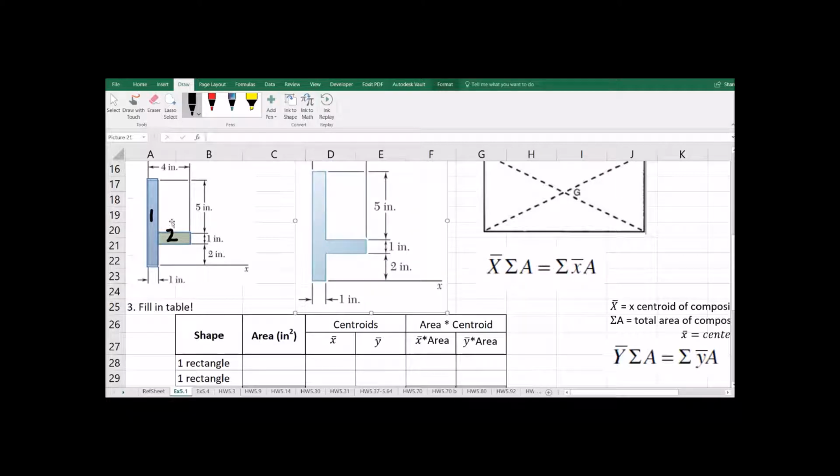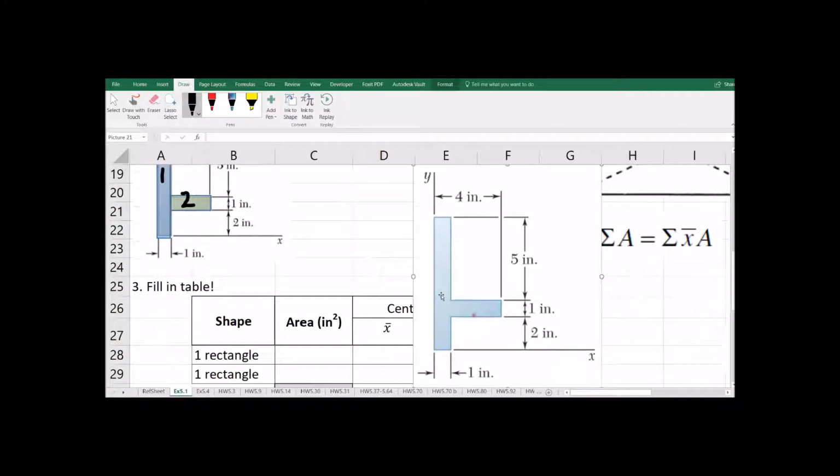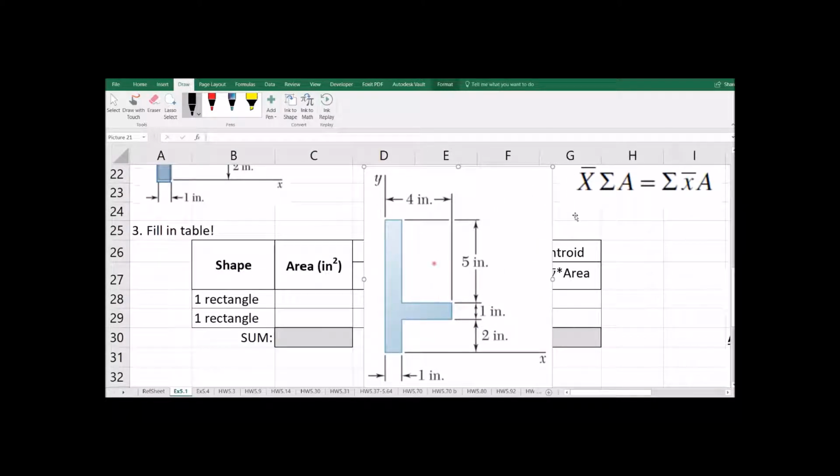So what's the area of shape number 1 here? Let me just zoom in on here. First, let's get the areas, because we need this overall area of everything. So if we call this our first rectangle, we have 5 plus 1 plus 2, and then it's 1 inch thick, so we have 1 inch thick times 8 inches tall, 8 inches squared for our tall rectangle.